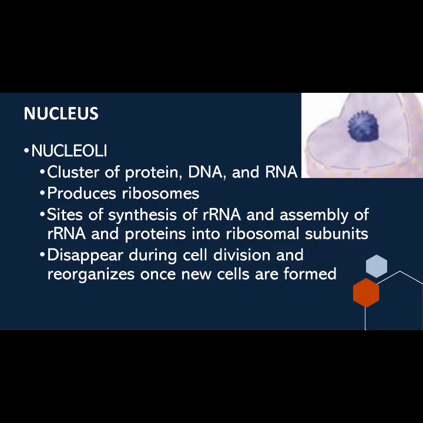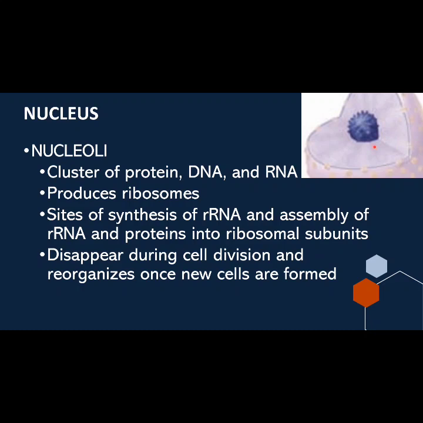Your nucleolus is a cluster of protein, DNA, and RNA. That is, a cluster of protein, deoxyribonucleic acid, and ribonucleic acid. Your nucleolus can be one or more spherical bodies. It is a small, discrete, round, basophilic body that is rich in RNA.